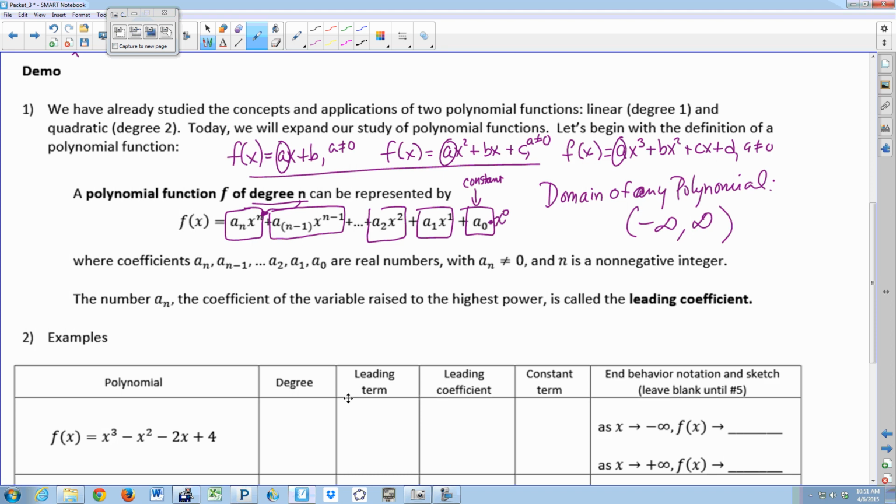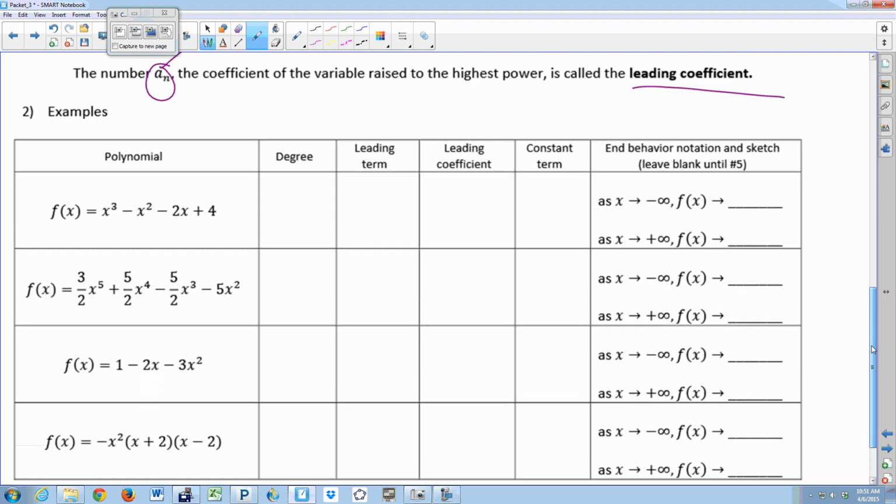The coefficient right here that goes with your highest degree term is called your leading coefficient. So today, one of the things we're going to be looking at is the degree of your polynomial and the sign of your leading coefficient, because it's going to tell us something about the graph. So let's just play a little bit with getting used to this new kind of language here.